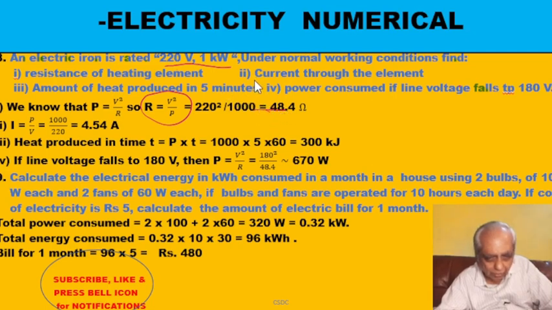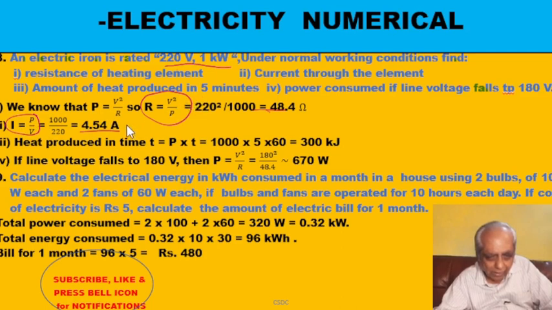Second part, current through the element. Current is P upon V, because power is V into I, so I is P upon V. This formula I told you we have to use whenever a rating is given. So current is P upon V, P is 1000, V is 220, so this is the current. Even if I have forgotten this formula, you know P is V into I, so you can find the value of I.